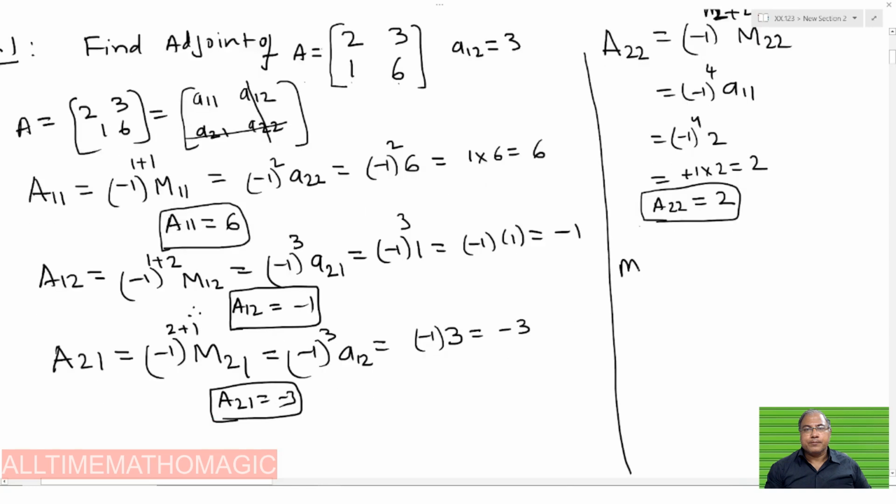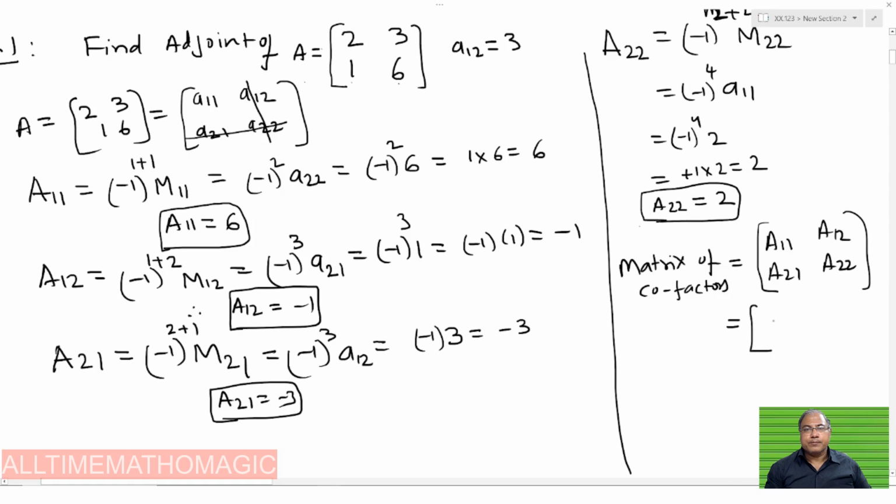After that, the matrix of cofactors is A11, A12, A21, A22. That is the value of A11, which is 6, the value of A12, which is minus 1, the value of A21, which is minus 3, and the value of A22, which is 2. So this is the matrix of cofactors.